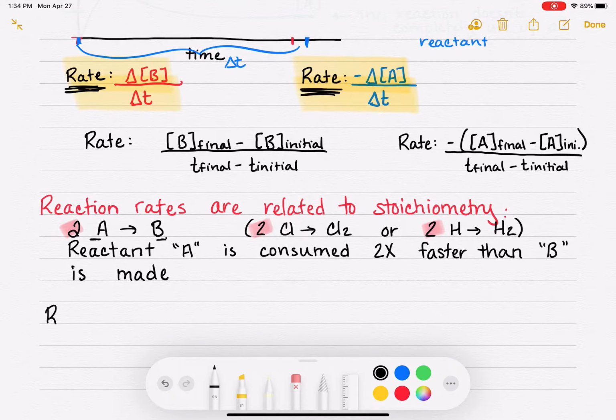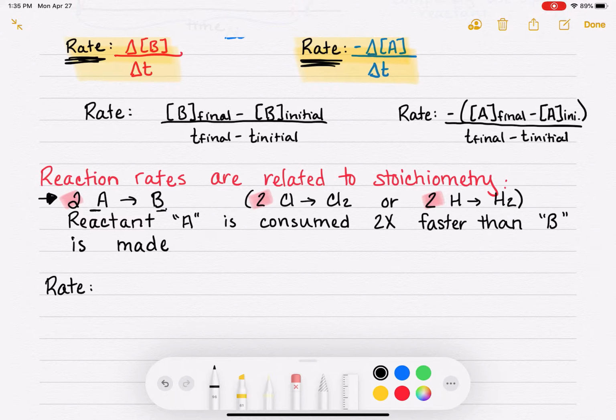So in order to deal with something like this reaction right here, we are going to include the stoichiometric coefficients into our average rate equation. So let's just start by writing the rate in terms of B, because that's the easiest one. Our product, the rate of this reaction, is equal to the change in concentration of B over the change in time. And we said that for our reactant, if we were going to do this in terms of our reactant, it would need to be negative change in concentration of A over the change in time, because A is being consumed rather than being produced.